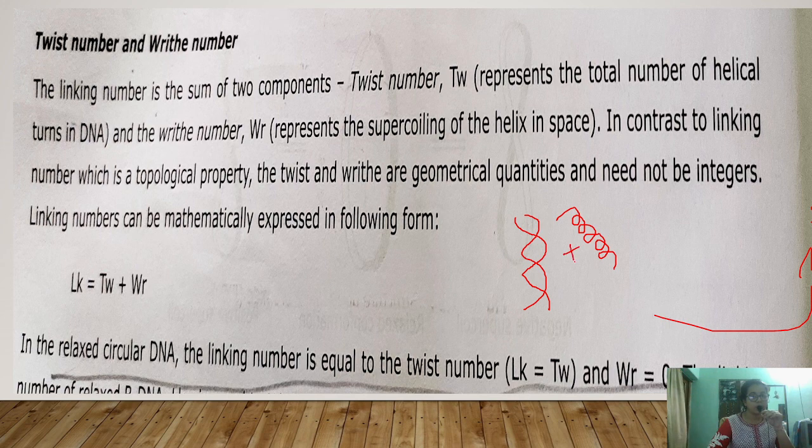The sum of these is known as the linking number. Now you might be clear that twist number plus writhe number is the total, and we can know the linking number. Usually in the case of circular DNA or relaxed circular DNA, the writhe is 0 because there will be no supercoiling. So the linking number is equal to the twist number. We can measure the linking number by this formula.